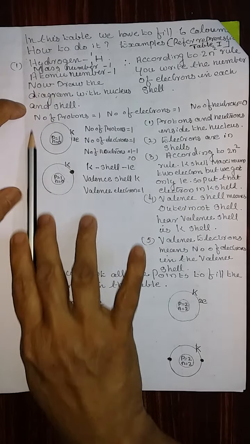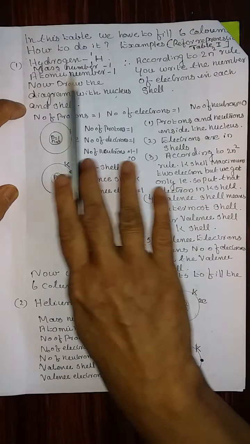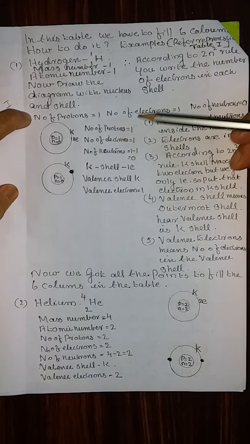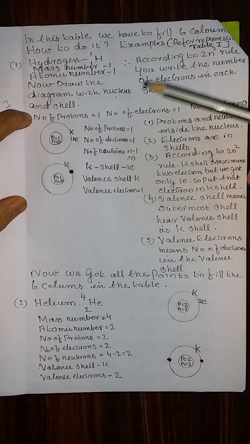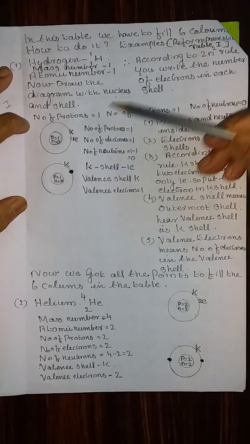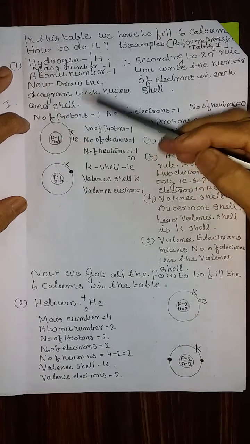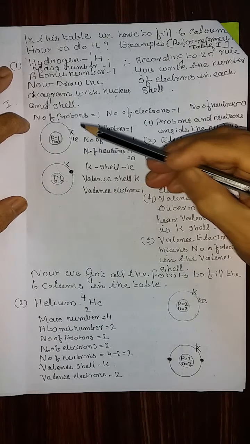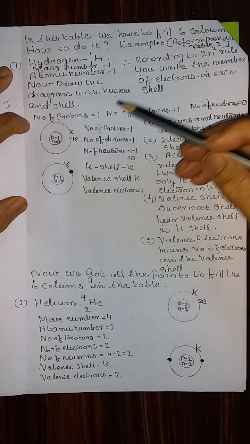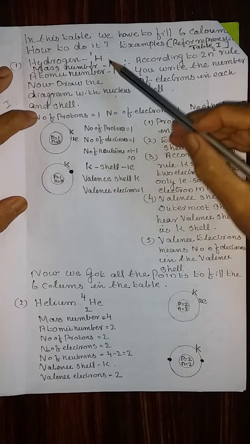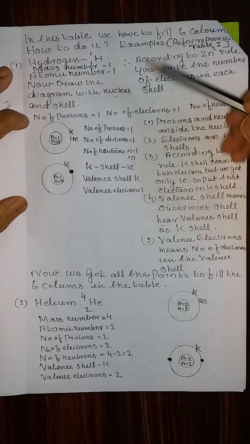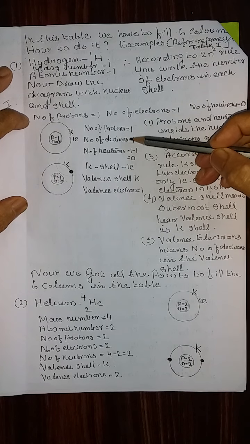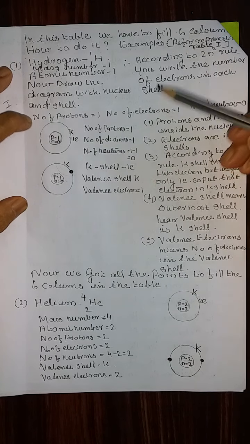Now you have to draw the diagram of the atom structure. That is, you have to draw the nucleus and the shells and put electrons, how many electrons according to the 2n squared rule. Now, hydrogen. First find out the protons, neutrons and electrons.